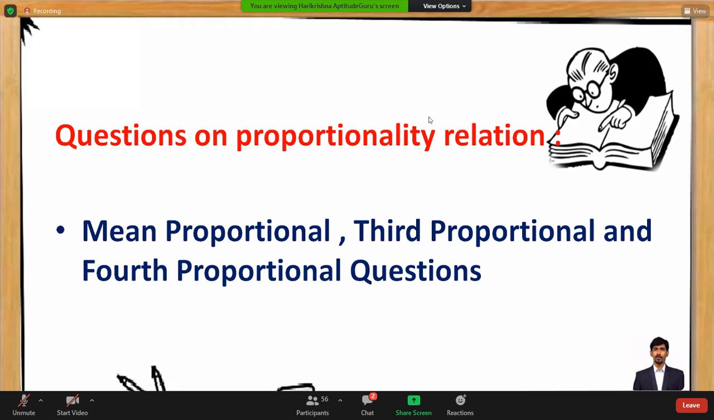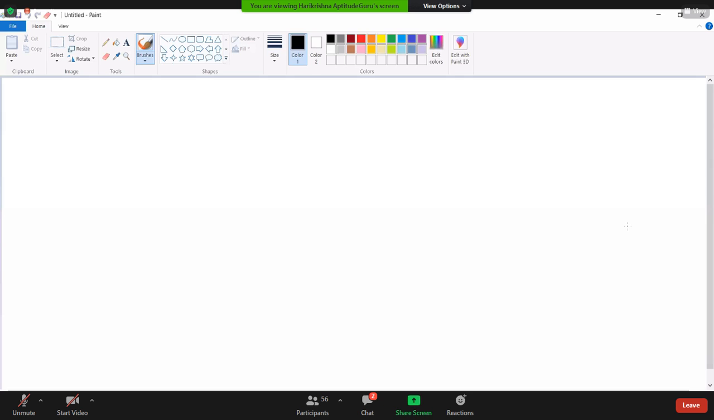Questions on proportionality relation, mean proportion, third proportion and fourth proportion. How the questions are given, we'll try to understand the concept. So what is mean proportion? What is third proportion? What is fourth proportion? We'll try to understand. So if you start with the fourth proportion.